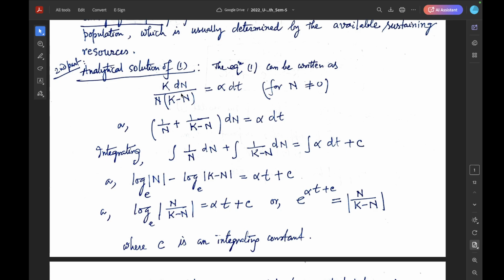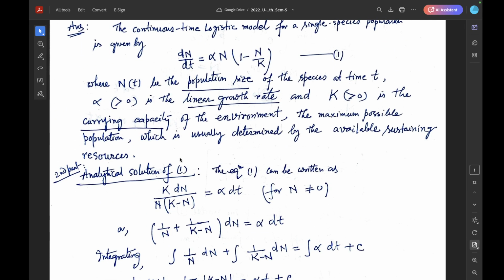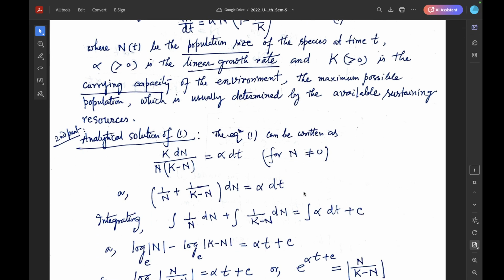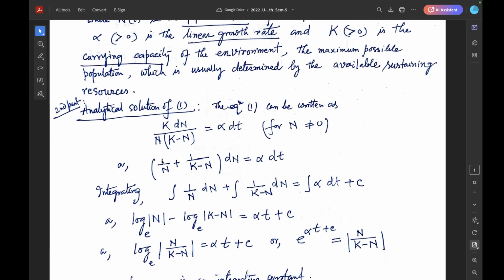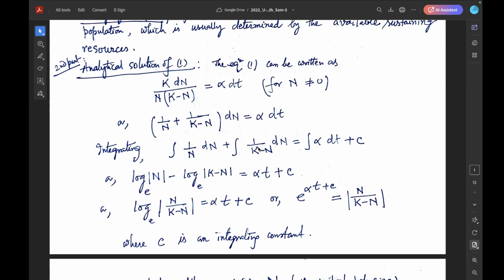Equation 1 can be written as K dN / (N(K - N)) = alpha dt for N not equal to 0, because N equal to 0 is undefined. Or (1/N + 1/(K - N)) dN = alpha dt. Integrating both sides, we get the integral of 1/N dN plus the integral of 1/(K - N) dN equal to the integral of alpha dt plus c, where c is an integrating constant.